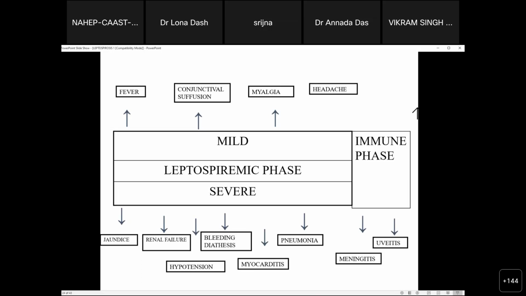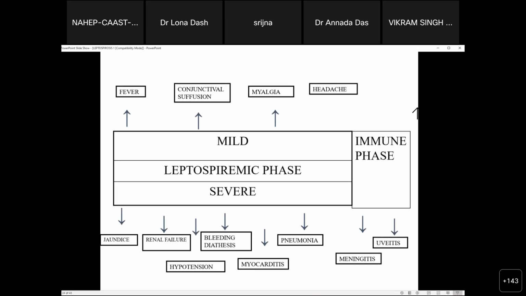There is another phase called the leptospiremic phase, and subsequently the severe phase. In the severe phase, the patient will most likely present with jaundice or yellow discoloration of the skin and eyes, renal failure, and further on bleeding, pneumonia. It can affect any organ of the body, which leads to multi-organ failure and finally can lead to death, including meningitis, eye infection, heart infection, and hypotension. All these can be seen in the severe form.